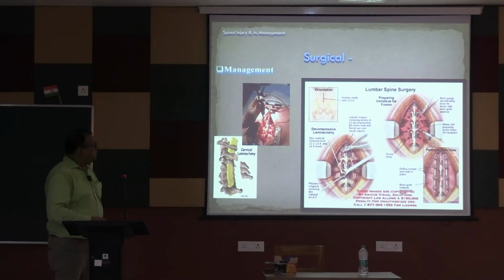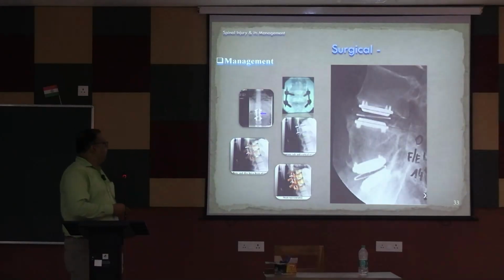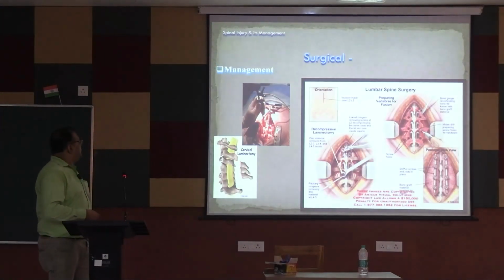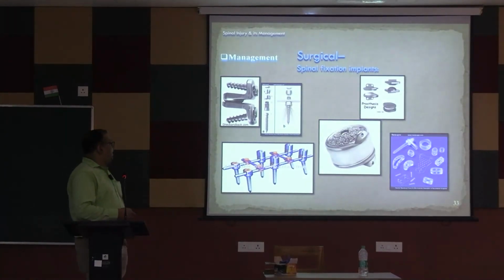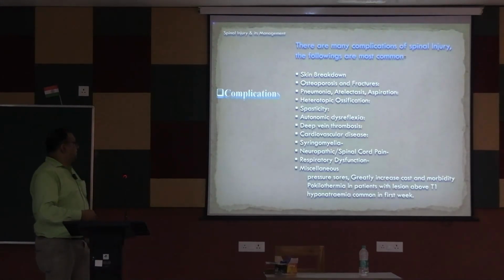Also, here are the screws that have been placed. These have been placed for stabilization of the spine if there is an unstable spine. And these are the X-ray pictures. One second, I'll just show you. These are the X-ray pictures after the surgery, and this is an artificial disc that has been inserted inside. So these surgeries are done here. These are the implants that we use.